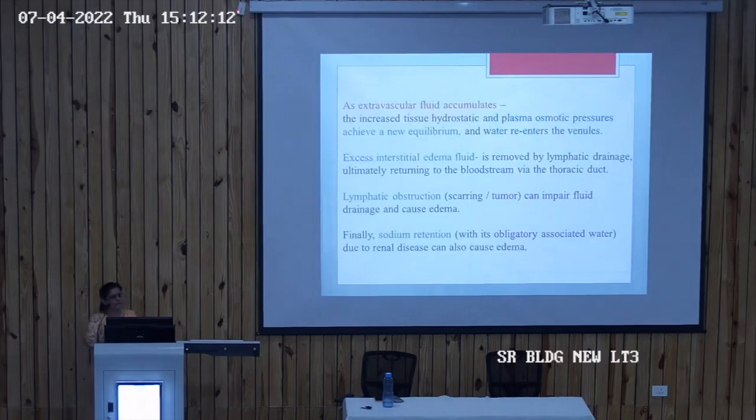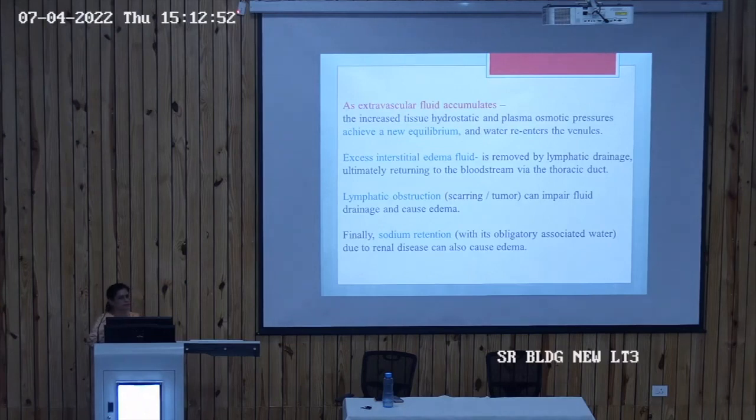As extravascular fluid accumulates, if there is a small amount of inflow, the body will try to achieve a new equilibrium and water re-enters the venules. Excess interstitial edema fluid is removed by the lymphatic drainage, and ultimately it is returned to the bloodstream via the thoracic duct. If there is lymphatic obstruction because of any scarring or presence of any tumor, it can impair the fluid drainage and cause edema.